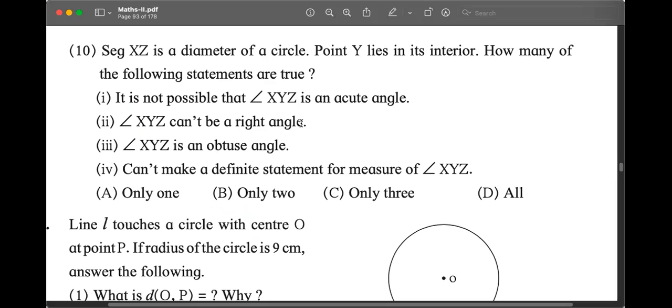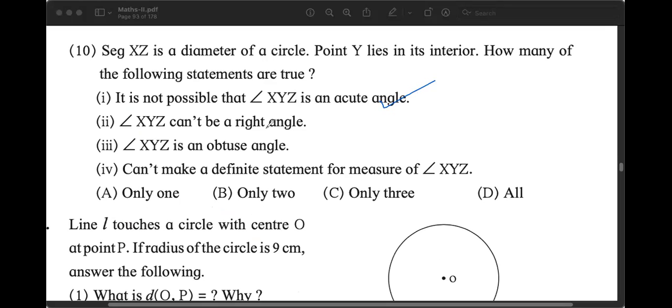First one, it is not possible that XYZ is an acute angle. Correct? It cannot be an acute angle. Can it be? No. XYZ cannot be, yes, it cannot be an acute angle. That means the statement is right, right? Yes, it cannot be an acute angle.